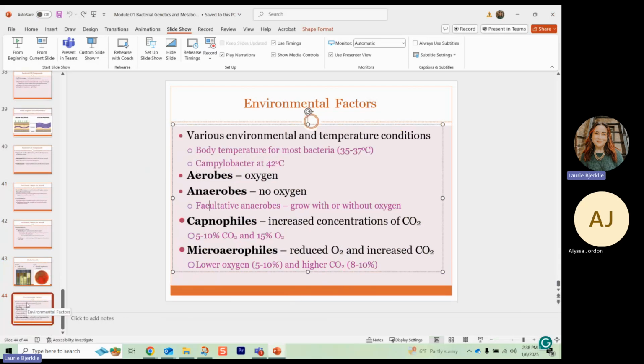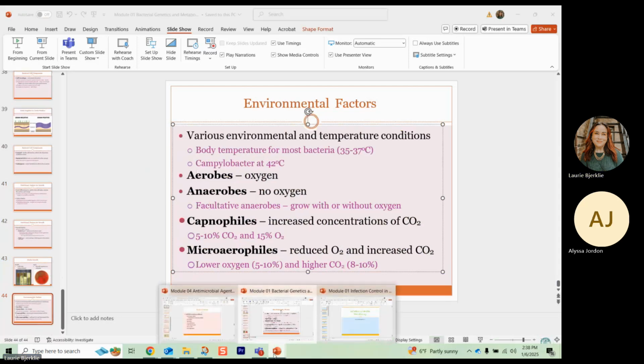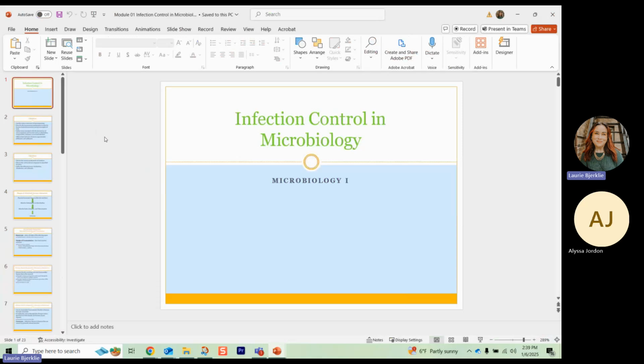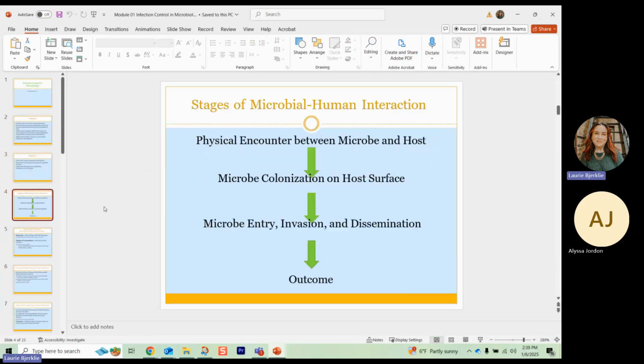All right, so that is a ton of information thrown at you. Again, the good news is a lot of this first PowerPoint was just some background information. I tried to make sure to point out what was necessary there. So let's go over to our other PowerPoint, infection control in microbiology. Again, you have some objectives there you can look through. But you have some stages of microbe to human interaction. You have the physical encounter when you first encounter the microbe and the host, your human. You have colonization on the human surface, their entry, their invasion, they want to spread, and then what's the outcome. Those are the overall stages of what happens.